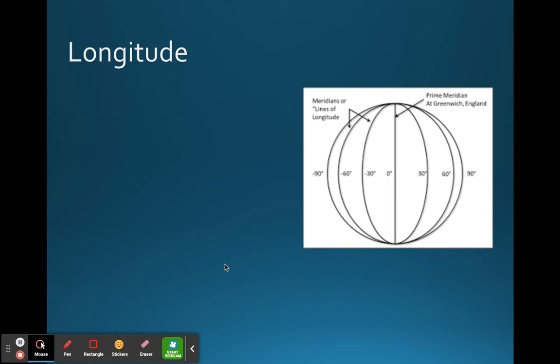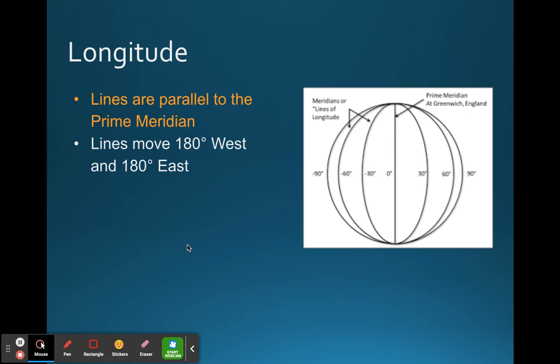Longitude is the other way that we define a position on Earth. Lines of longitude are measured relative to a line called the prime meridian. The prime meridian was the first established longitude line. It goes through Greenwich, England, and that's 0 degrees. Then we count the other lines relative to that, and they move to 180 degrees west or 180 degrees east.